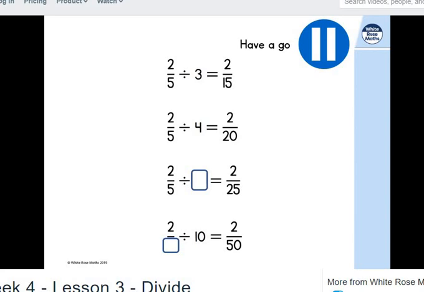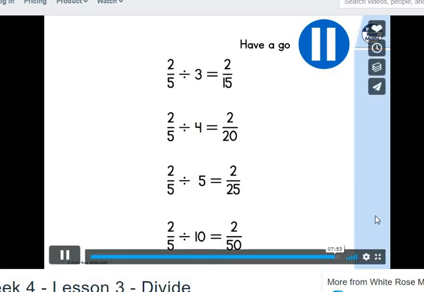This time I'm not given the divisor. I can see, though, that the relationship between 5 and 25 will be 5 times smaller. So it will be divided by 5. And for this one, the denominator we're not given. But if I divide it by 10, it's getting 10 times smaller. So in that case, 2/5 divided by 10 would be 2/50.